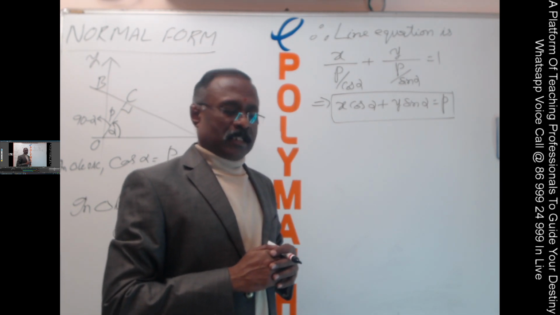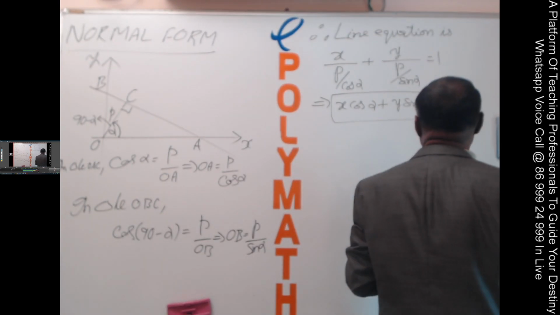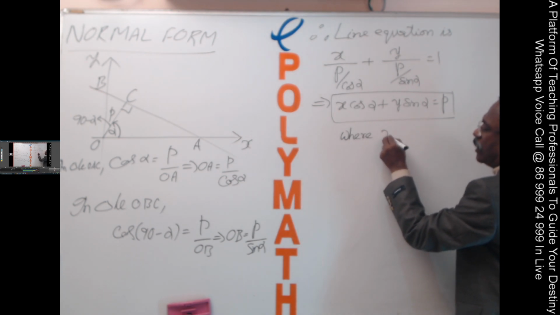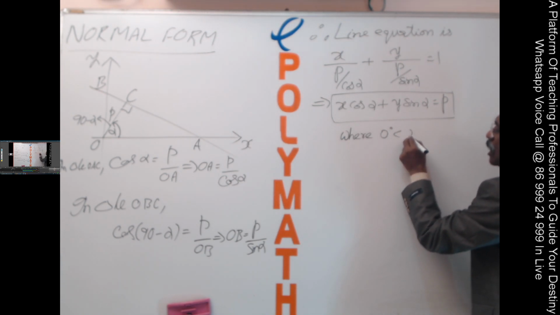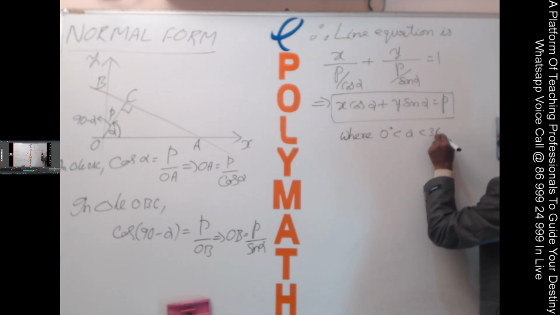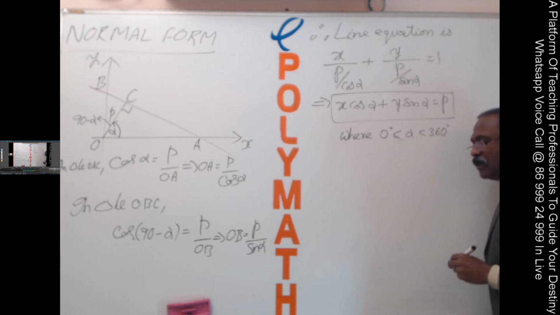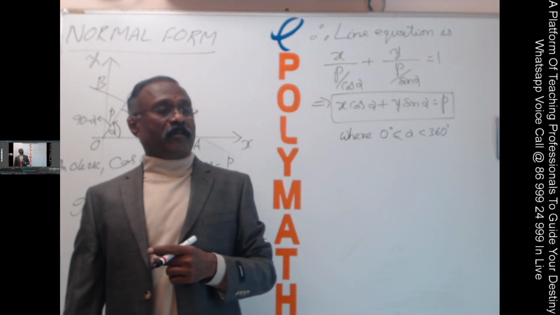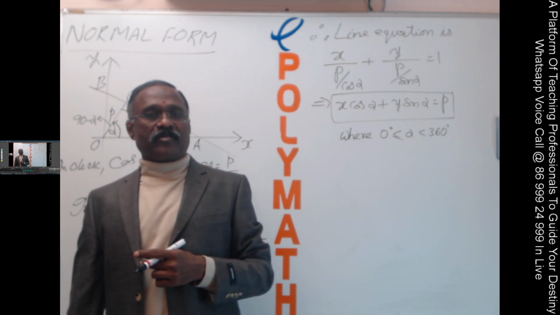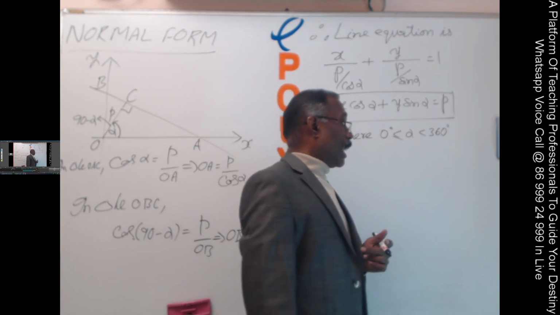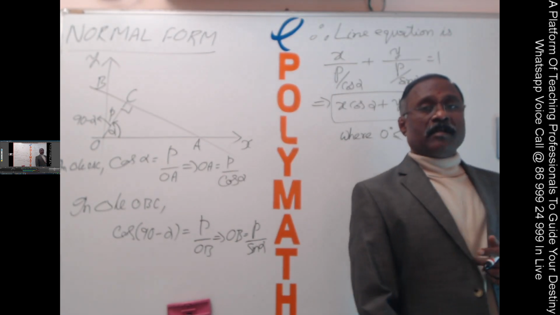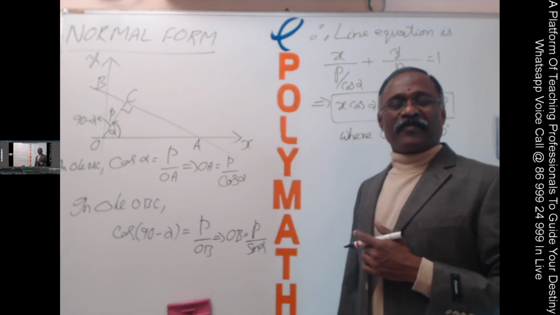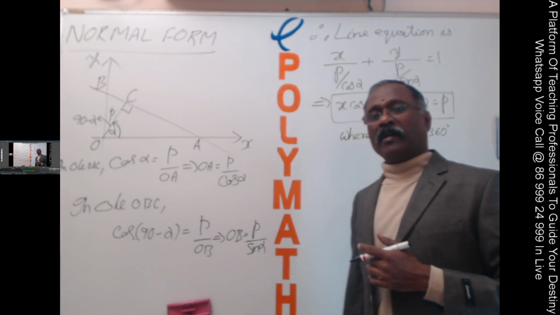The very important point to be discussed is the range of alpha. What is the range of alpha here? Where 0 degrees is less than alpha less than 360 degrees, and if you put equality there, 360 and 0 are one and the same after the completion of one cycle. So alpha may be lying between 0 and 360 degrees. How is it possible? Let us understand different cases here.